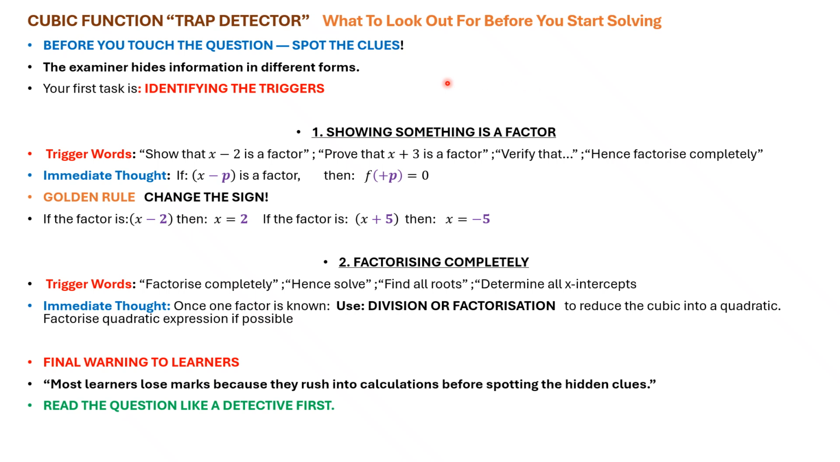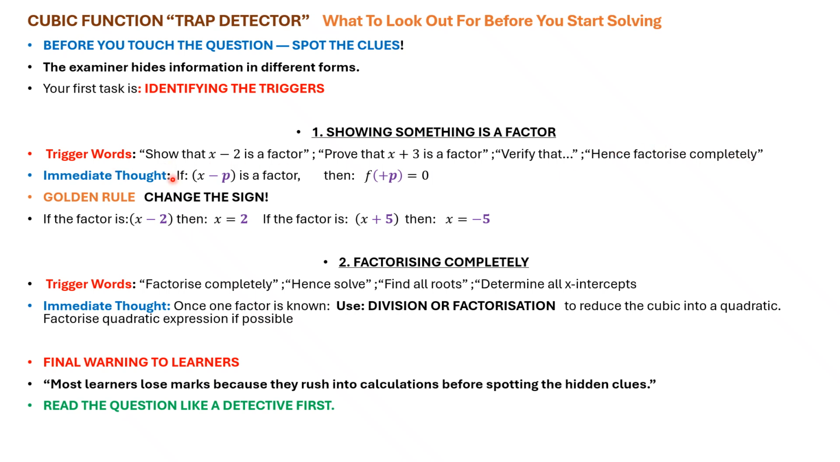Right, now before we start solving, number one, we need to know what to look out for. Before we can answer a question, we need to understand what clues we are looking for. Here I've highlighted in red the triggers we'll have to look for. Number one, in a normal exam question, especially when we're drawing, we say showing something is a factor. Trigger words: show that x minus 2 is a factor, prove that x plus 3 is a factor, verify that, hence factorize completely.